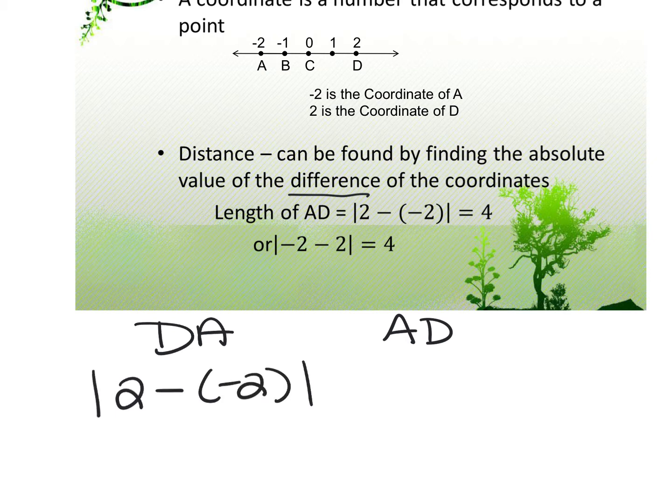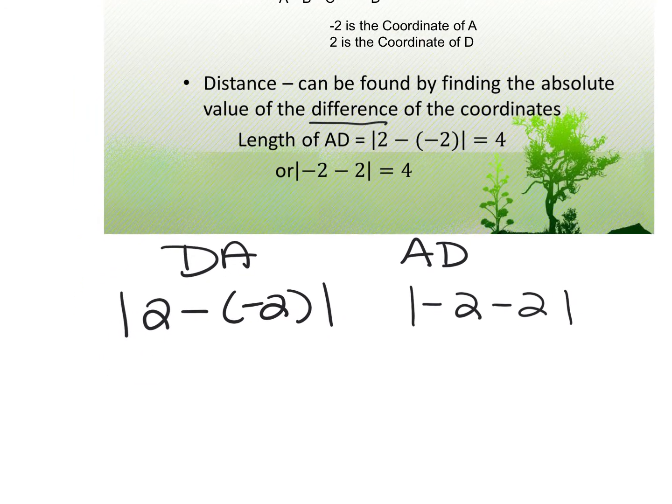I put absolute value around it. But if I did AD, it would have been -2 minus 2. It's still got absolute value bars around it. So just to show you, as long as you absolute value your answer, it's going to be the same either way. Now, this is where your rules of adding and subtracting integers comes into play.